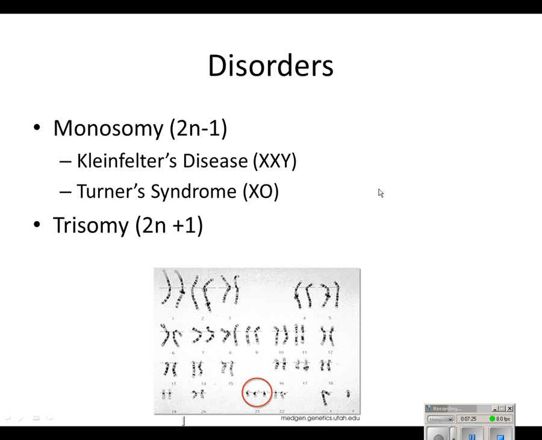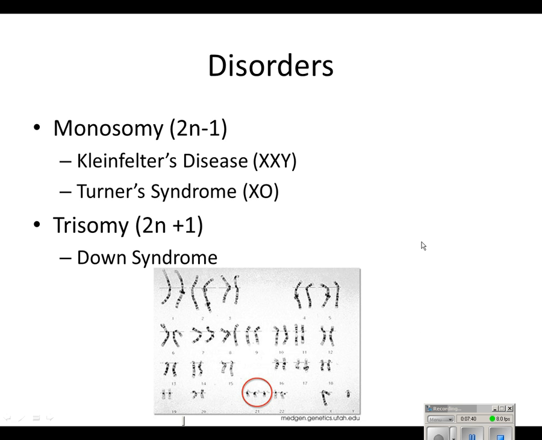In the other one, we have trisomy. So monosomy is minus 1, we're missing a chromosome, and in trisomy, we actually have 3 of a chromosome. So we end up with 2n plus 1. And we'll look at that here. So if we look down here, this is a karyotype of Down syndrome.